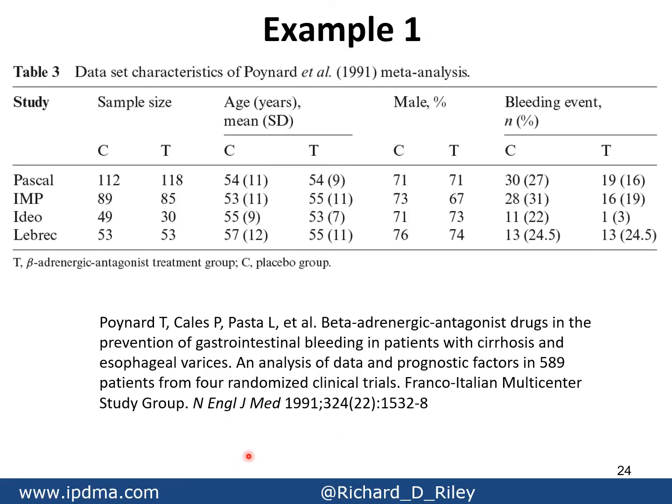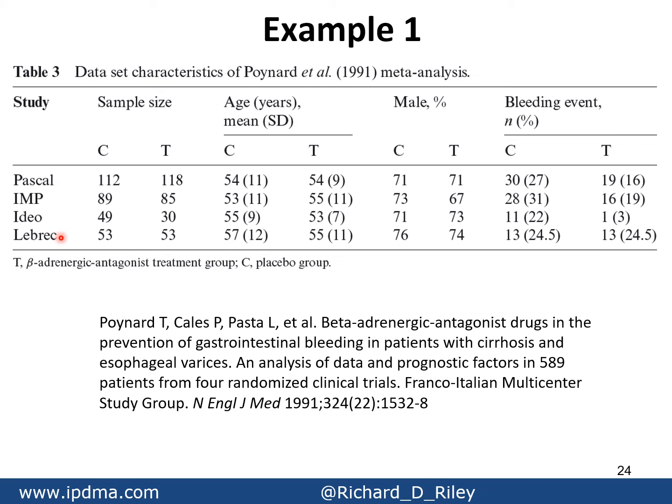So let's finish with 2 examples. In this first example, Pernod et al. examined a treatment, T, versus a control, and they were looking to see whether the treatment helped in the prevention of gastrointestinal bleeding in patients with cirrhosis. They did an IPD meta-analysis and eventually got IPD from 4 trials.